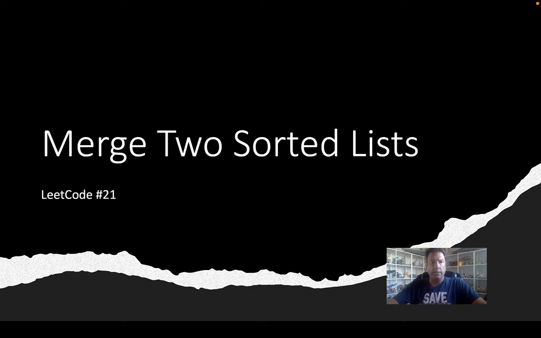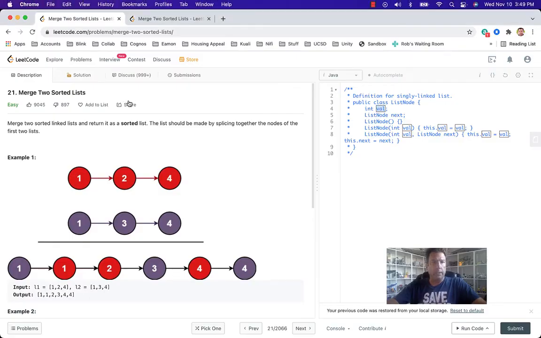Hello everyone. Today we're going to be going through merge two sorted lists, which is LeetCode problem 21. If we look at the problem, it's saying merge two sorted linked lists and return it as a sorted list. The list should be made by splicing together the nodes of the first two lists.